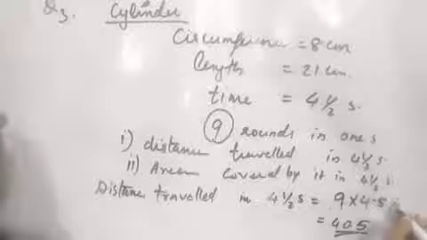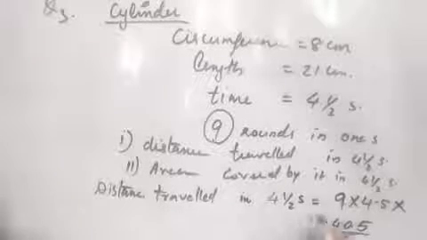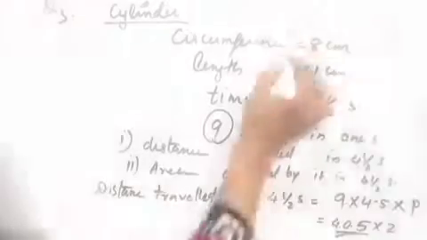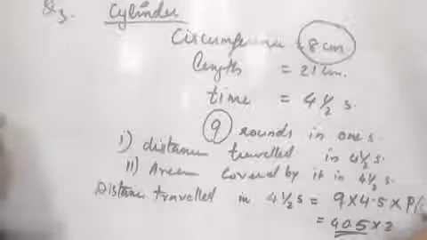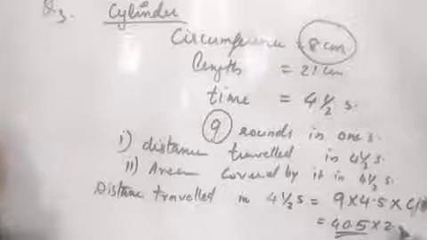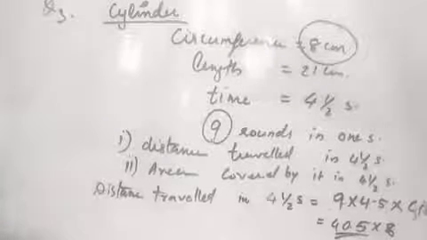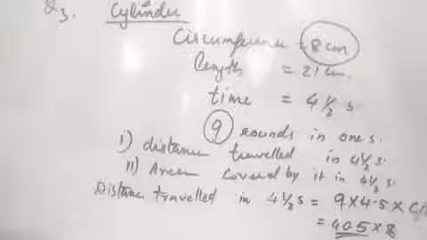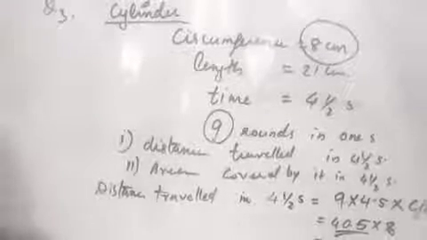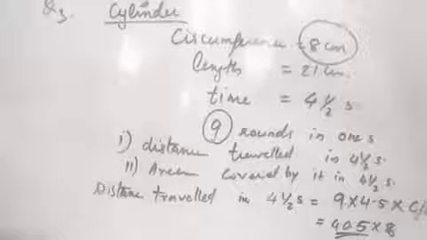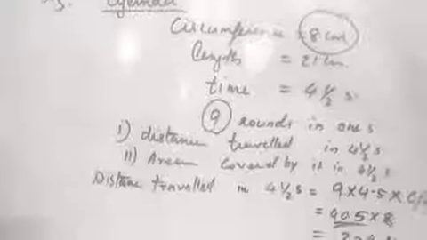And distance travelled can be calculated by multiplying this by perimeter. That is equal to 2 pi r. Already the perimeter or circumference is given as 8 centimeter. So that is equal to 40.5 into 8. Multiply to get the distance. That is 324.0 or 324 centimeter. That is the distance travelled in 4.5 seconds.